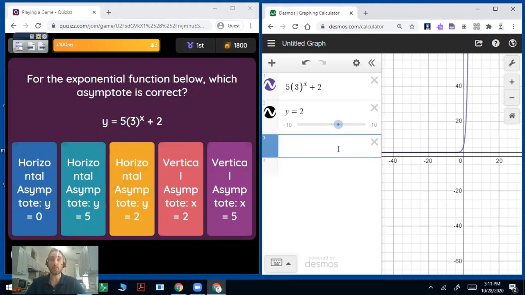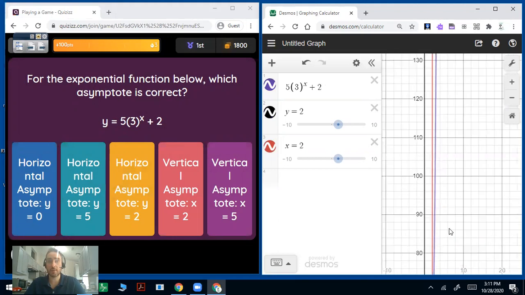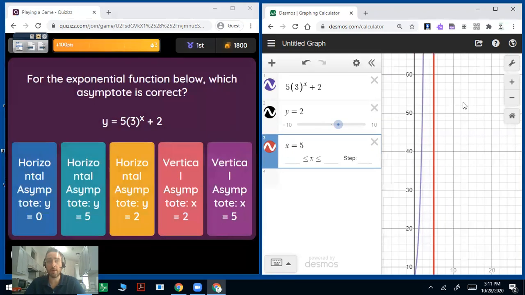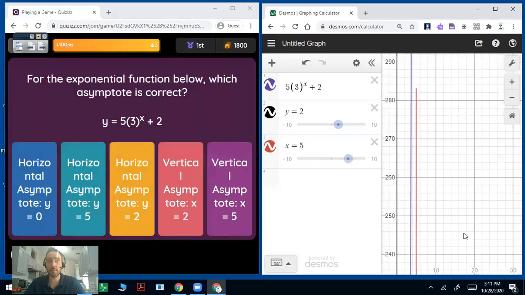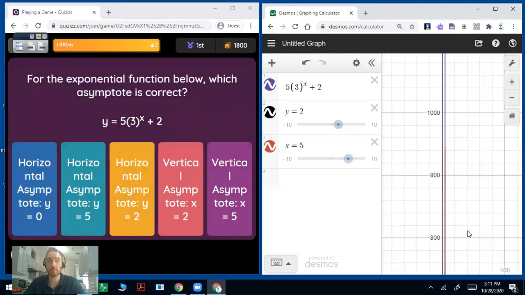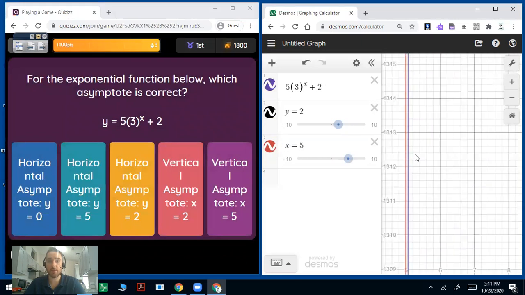A vertical asymptote, which this does not have, would be x equals a number. So if I said x equals 2, this graph will eventually cross 2. So it's not an asymptote. And the same with 5. If I put x equals 5, this graph will eventually cross 5. And I think we have found a spot where they're a little bit higher. So you see the red's above there. So it does not have vertical asymptotes. It has a horizontal asymptote, y equals 2.